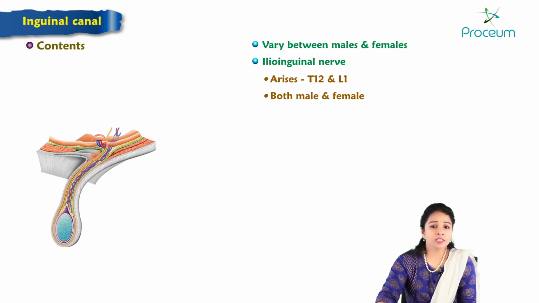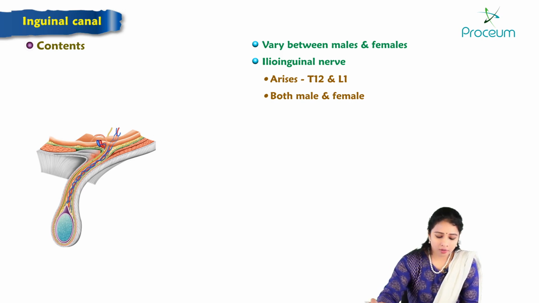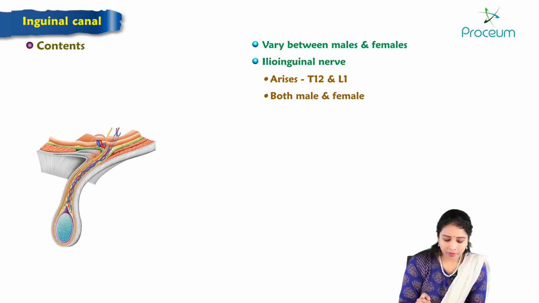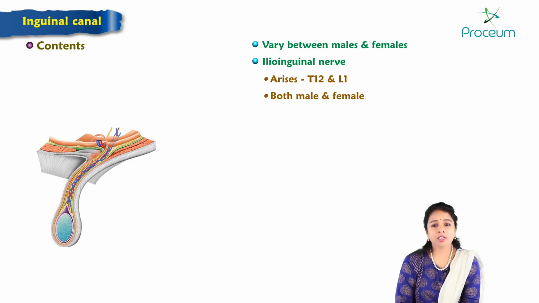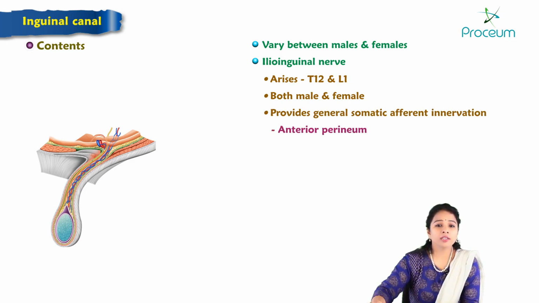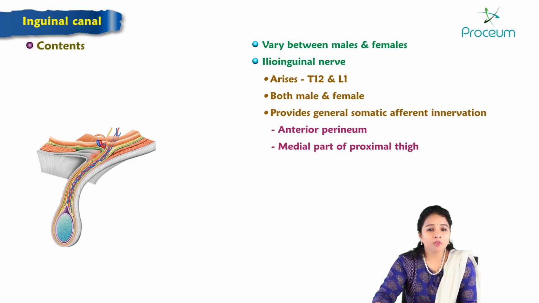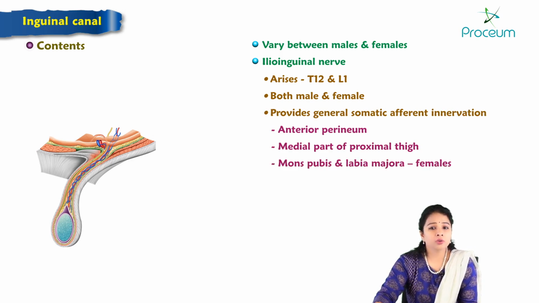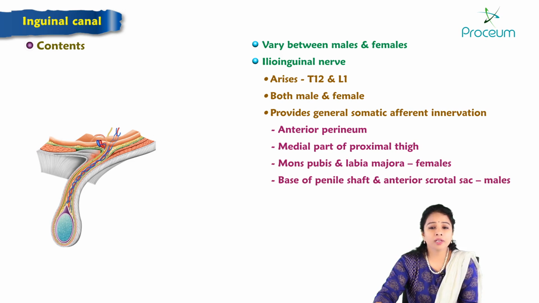And ilioinguinal nerve does not pass through the deep inguinal ring. It enters the canal by piercing the roof midway along the length of the canal. So ilioinguinal nerve pierces the roof and enters the inguinal canal midway. Ilioinguinal nerve provides the general somatic afferent innervation to the anterior perineum and medial part of the proximal thigh. It also innervates the mons pubis, labia majora in females, and the base of the penile shaft and anterior scrotal sac in males.